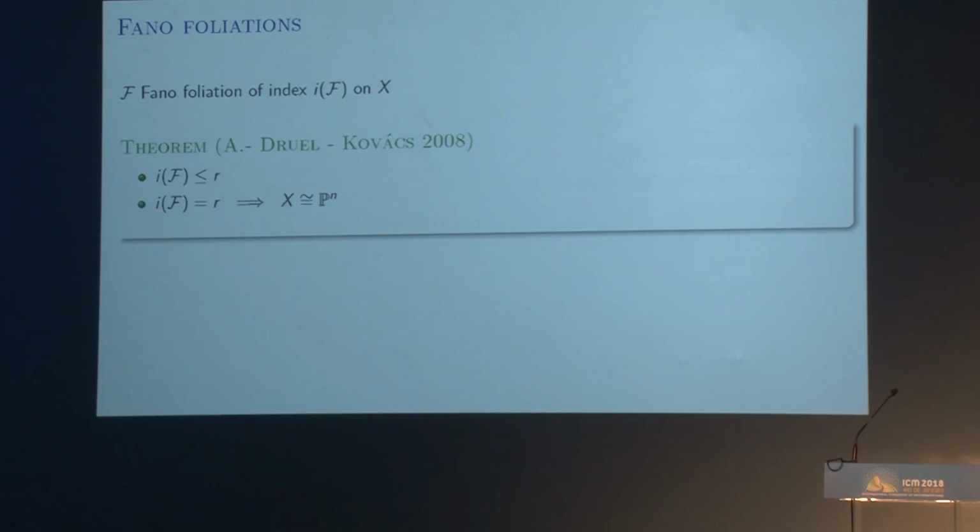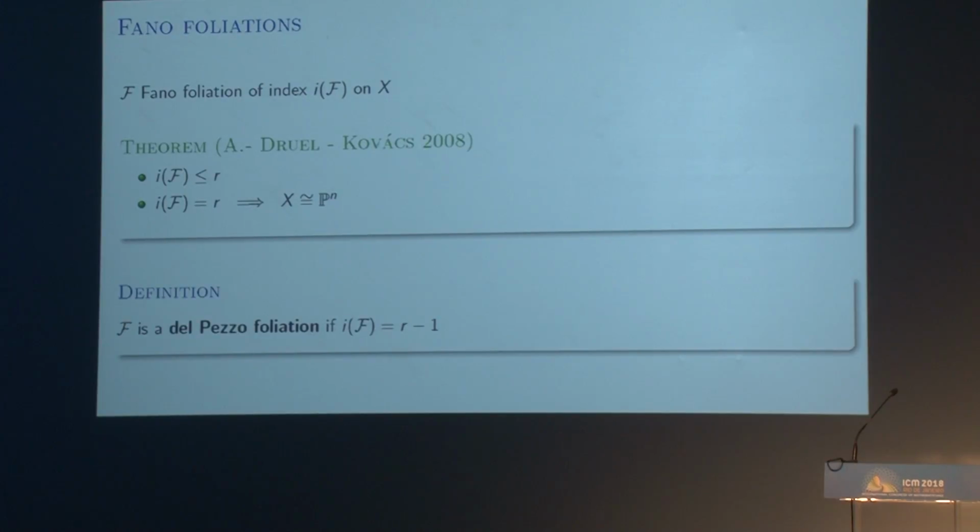Okay, so now it's interesting to look at the next cases, and again, in analogy with the theory of Fano manifolds, we define a del Pezzo foliation as a Fano foliation whose index is r-1, so it's one less than the upper bound.